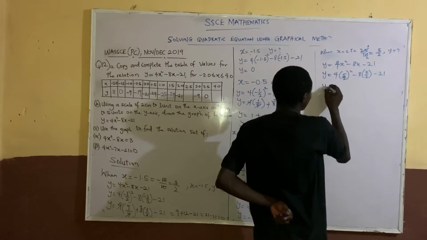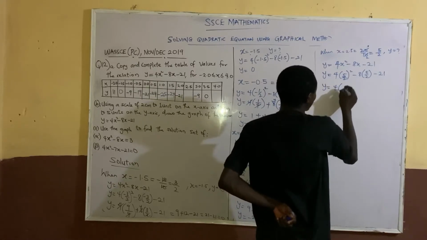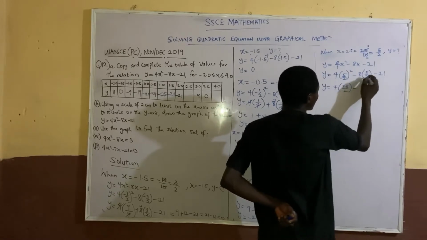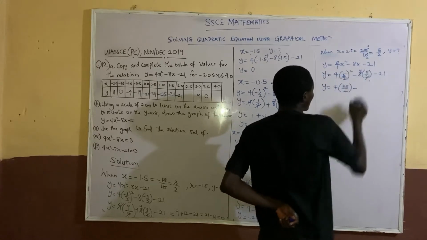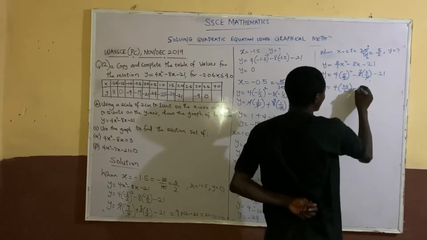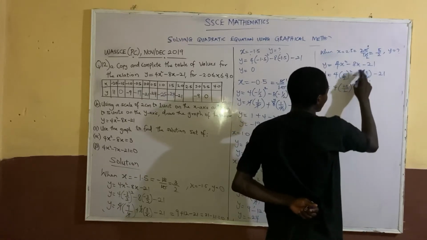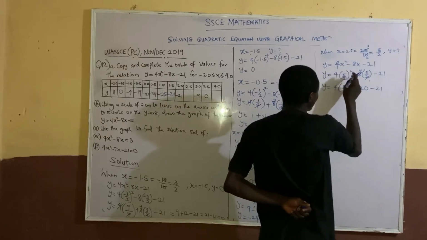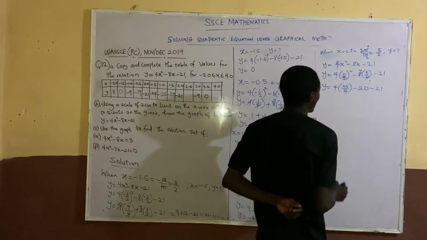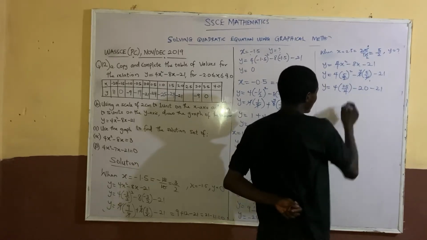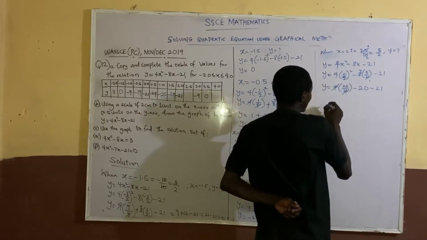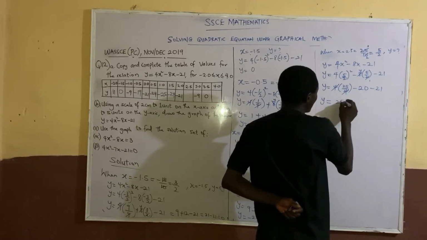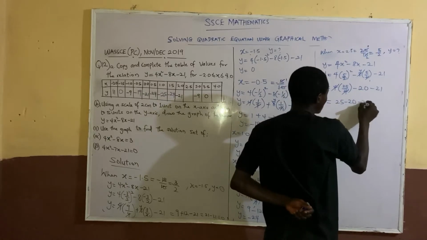So we have y is equal to 4 into bracket 5 squared, 25, all over 2 squared. 2 here 1, 2 here 4. So 4 times 5 is 20, 4 times 5 is 20 minus 21. 5 squared is 25, 2 squared is 4, so we have 25 over 4. 4 here 1, 4 here, cancel 4. So we have y is equal to 25 minus 20 minus 21.